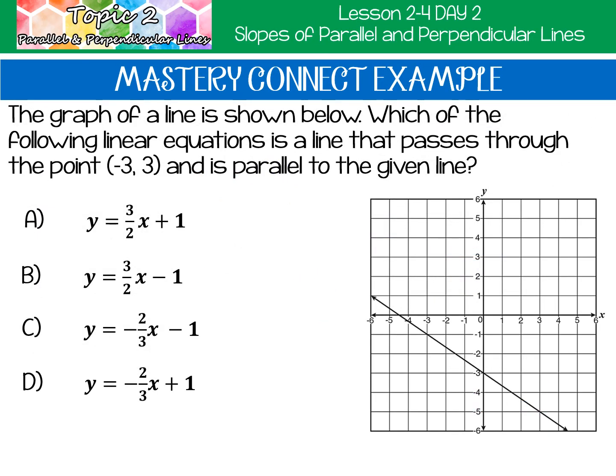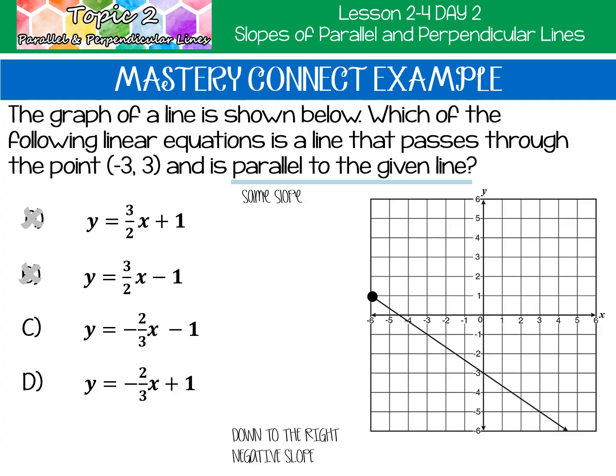Another Mastery Connect example. The graph of a line is shown below. Which of the following linear equations is a line that passes through point -3, 3 and is parallel to the given line? Okay, let's find the slope. Same slope. It is down to the right and negative. So, A and B are positive slopes. That's not going to work.